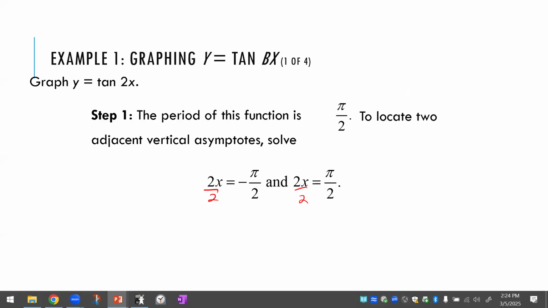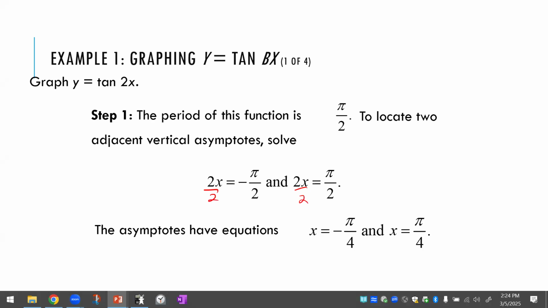So we set it up so that we can figure out where our asymptotes are. So we normally start at negative pi over 2, and we end at pi over 2. We're going to divide both by 2. When I divide both by 2, I now know that my vertical asymptotes are at negative pi over 4 and at positive pi over 4. Okay?